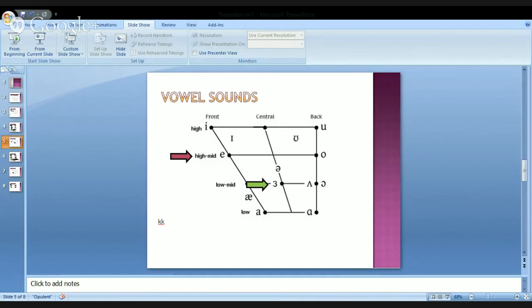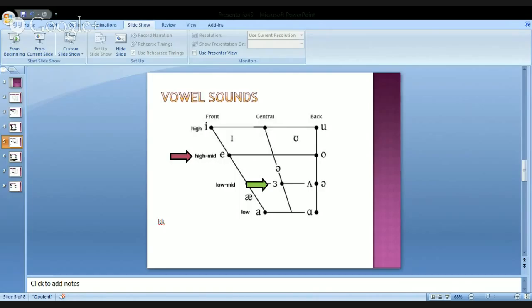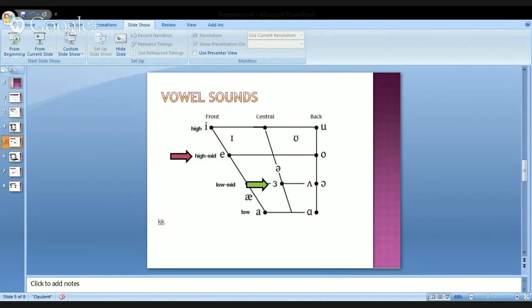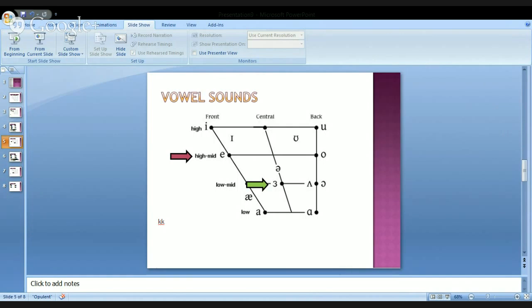But this is right, the way that you said it, A, and this is eh. The green one is E, like we were saying in bed, in bet. But as you can see, with the eh sound, your tongue is lower in your mouth, and it's also a little farther back.